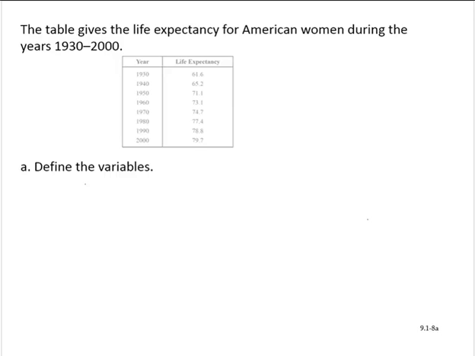The table gives the life expectancy for American women during the years 1930 through 2000. We're asked to first define variables. I will let T represent the year, and I will let capital L represent the life expectancy of American women.